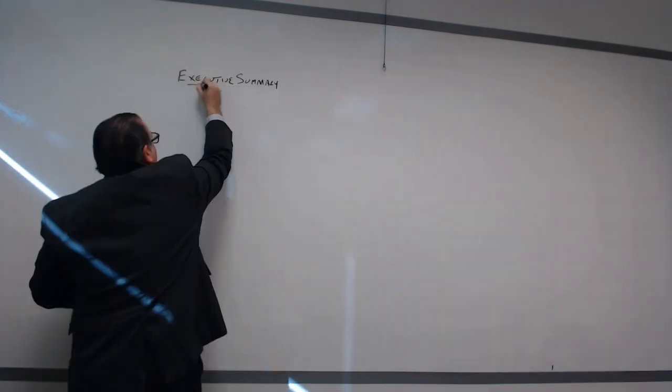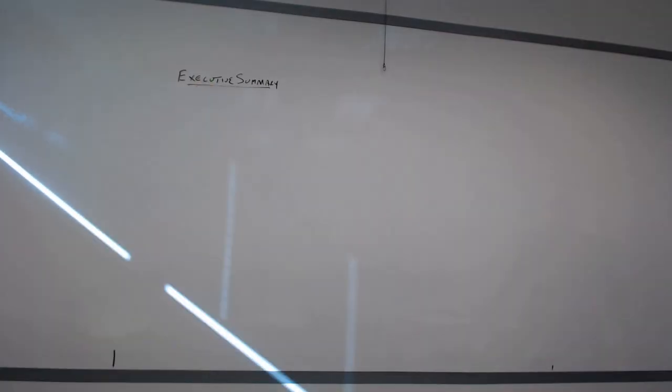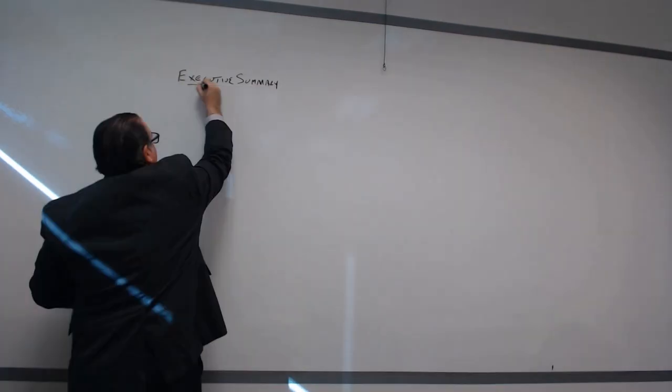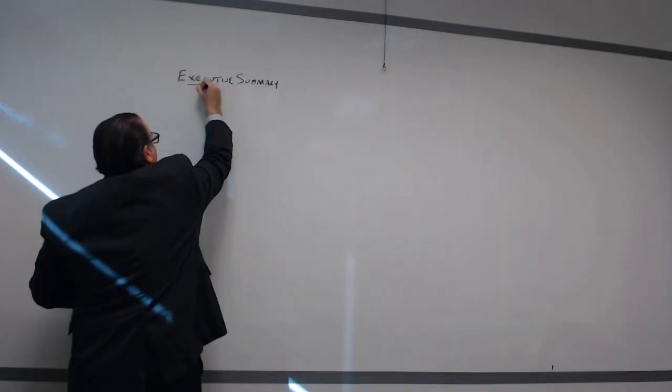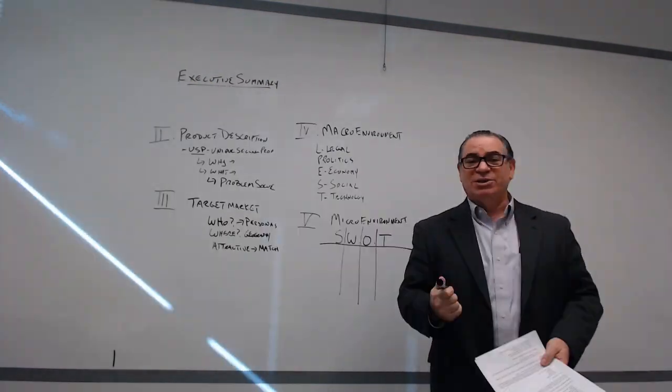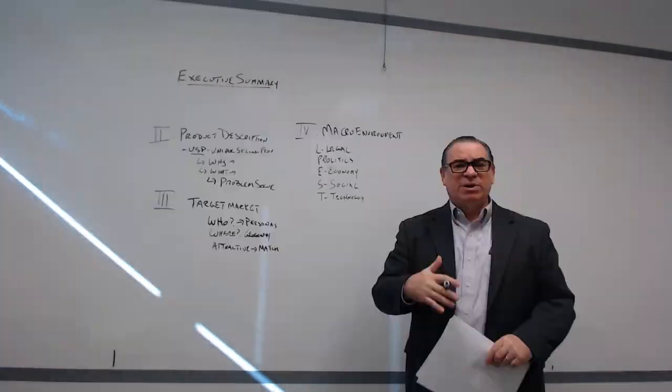You need to know yourself first, right? In Sun Tzu's The Art of War, he says, if you don't know yourself, you can never defeat the enemy, because you don't know your own strengths and weaknesses. So you can't defeat the competition.